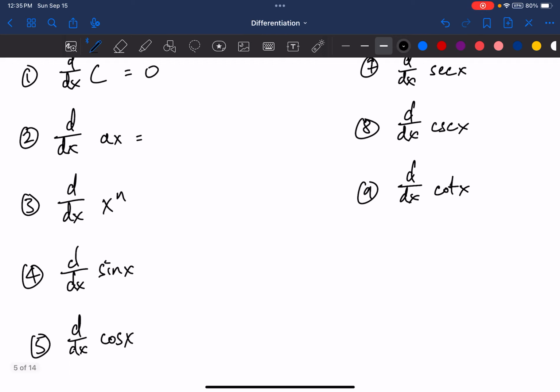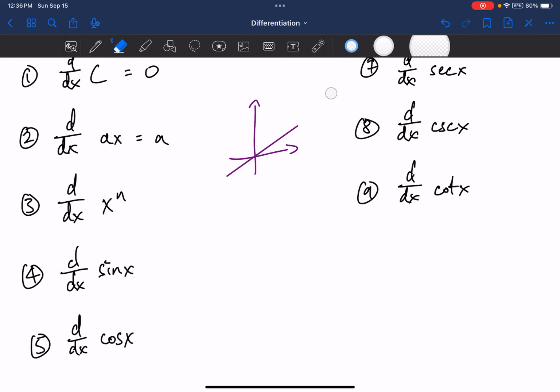Now ddx of ax, and a is a constant, this will be a. The reason why is because let's say I have a slope like this, and this is y equals ax. I have to put this back to here so that the c is 0. So let's say this line is y equals ax, and the slope of this would just be a, because you can see y equals mx plus c, and c is 0, and m is the slope, and that is why it is just a.